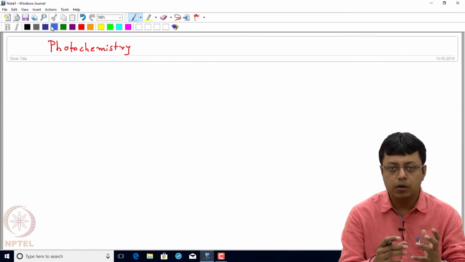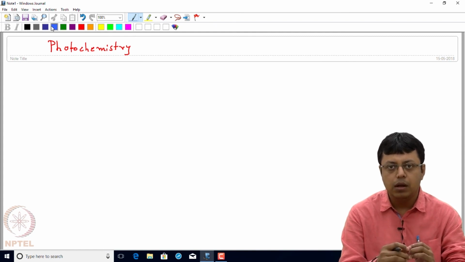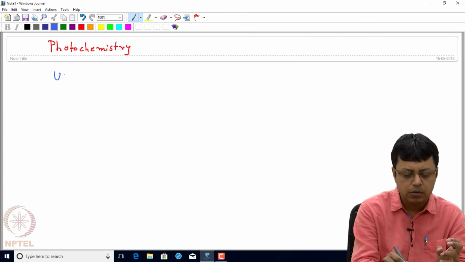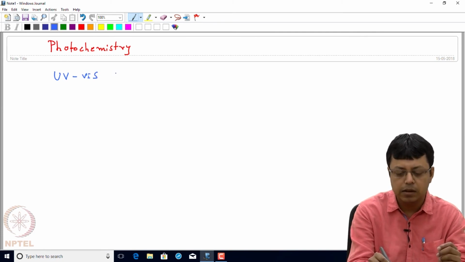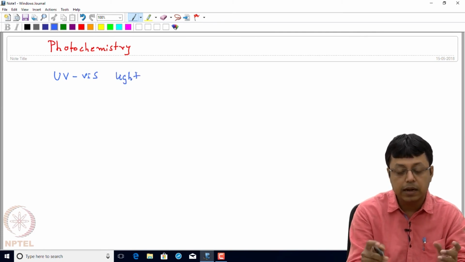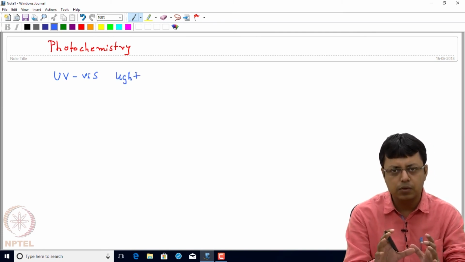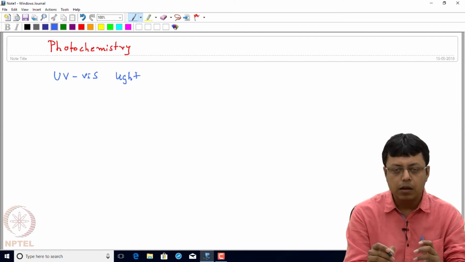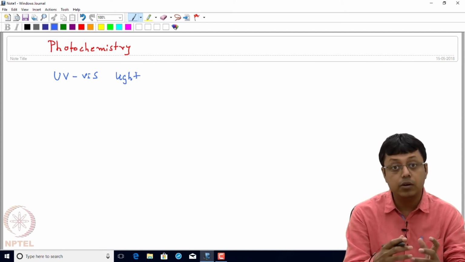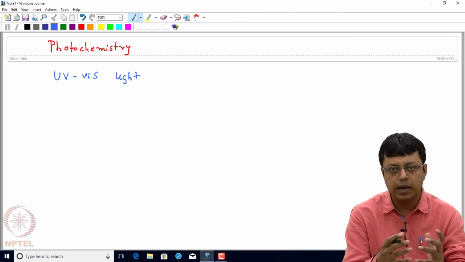Now, when you talk about photochemistry, I usually refer to photochemistry that happens in the ultraviolet and visible range. So we are calling it photochemistry by ultraviolet and visible light. There can be infrared photochemistry. We'll come back to it at the very end. Now, UV and visible means that the electronic states of the molecules get excited, and many processes happen, and we'll review those processes one by one.